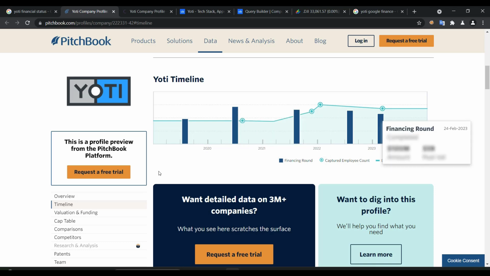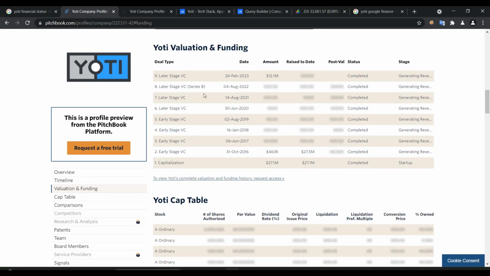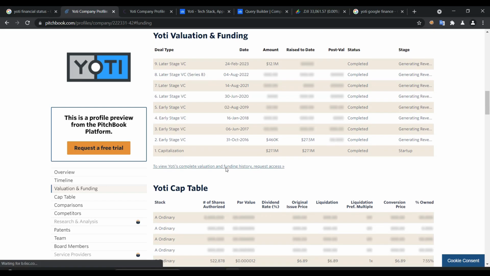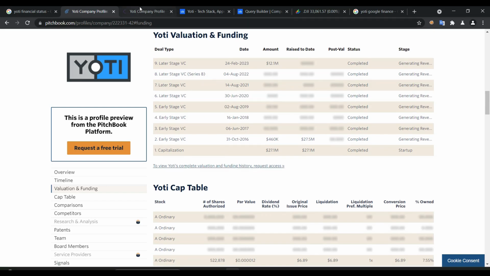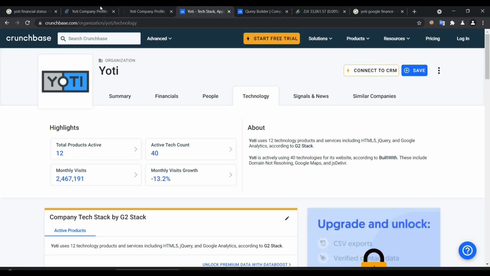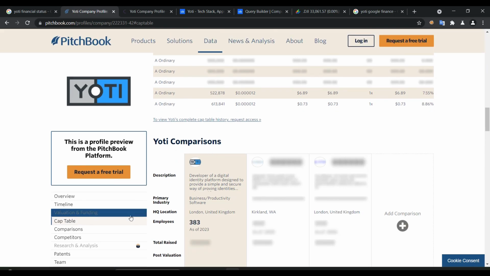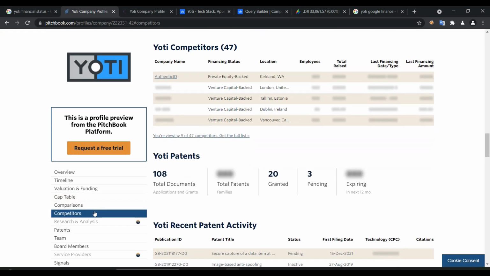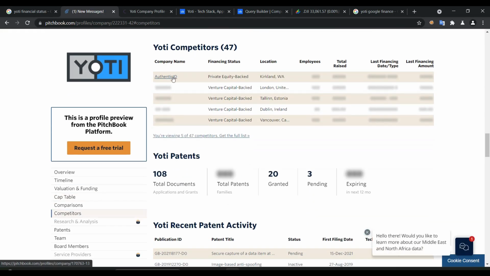But they are not bad. So valuation and funding, who funded them. So you can see, maybe you will find here information that was not found in Crunchbase. That's why never depend on one source. And other information, who are their competitors, because actually, well, Authentic ID. So Authentic ID is one of the competitors.